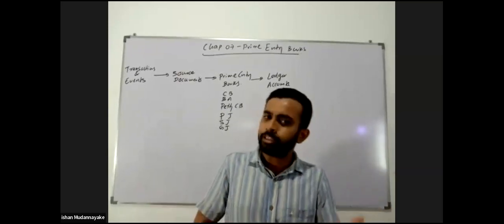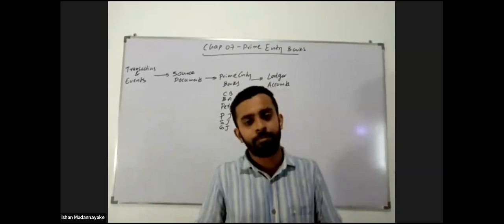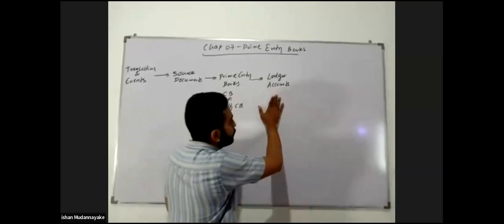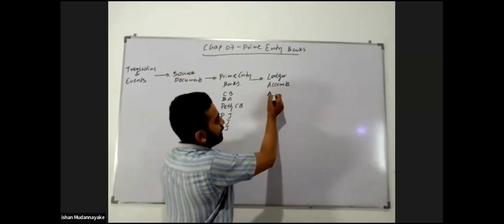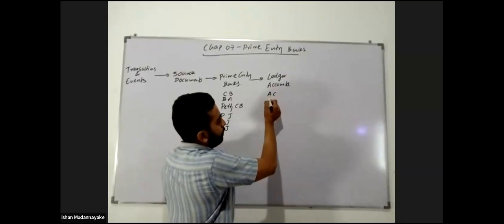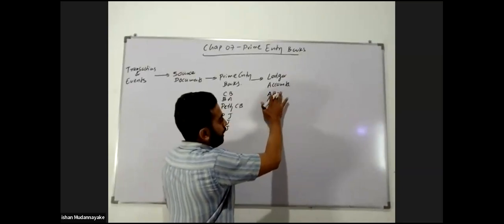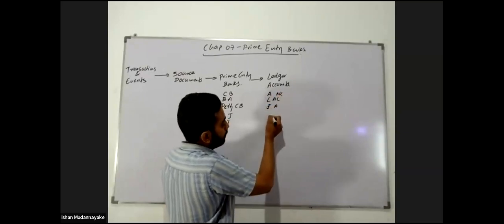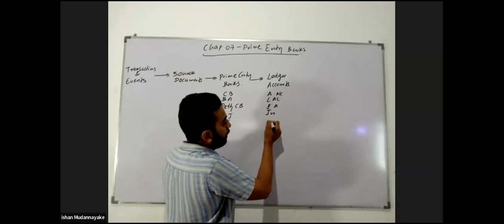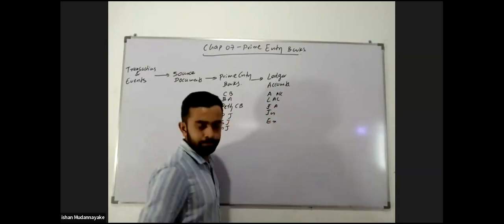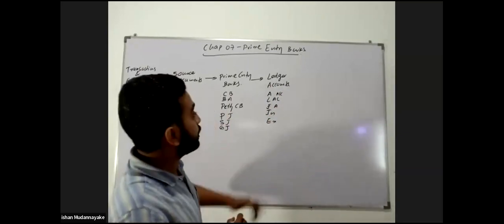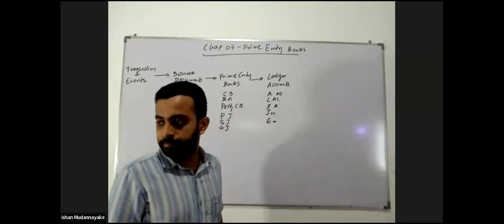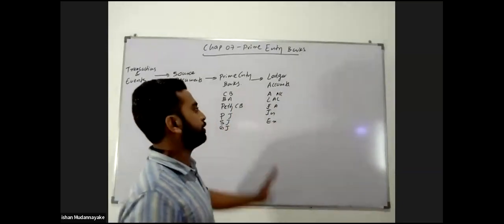Then what are the types of accounts? Same types of accounts: asset account, liability account, equity account, income account, and expenses account. These are the types of ledger accounts in the business organization.